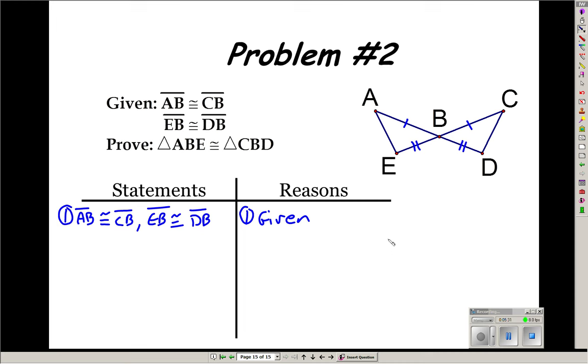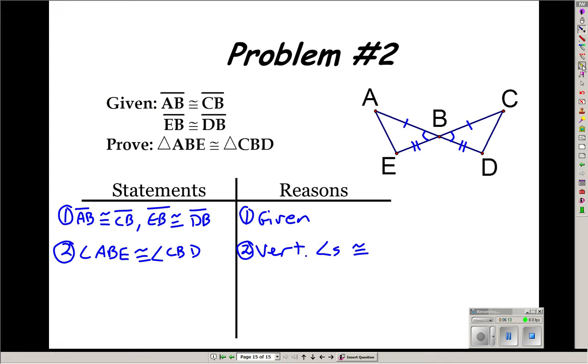So what other information can we say here? They don't share any sides, but I do see some vertical angles here in the middle, so let's use those. Vertical angles are always congruent, so I can use that. Angle ABE is congruent to angle CBD. Those are vertical angles, so the reason will be because vertical angles are congruent. You can abbreviate if you want, as long as it makes sense.